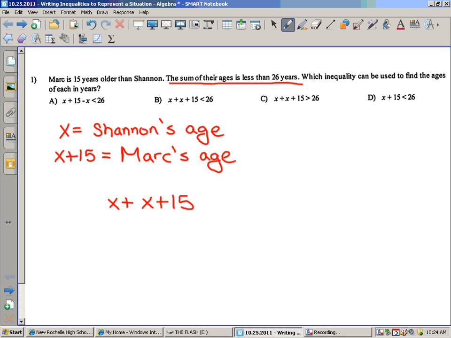And here's my 26. Now, which way is my symbol going to go? Is the pointy part going to be facing the 26, or is the pointy part going to be like this? Is less than 26 years old. I think you guys are right. Great job. So it would be choice B.